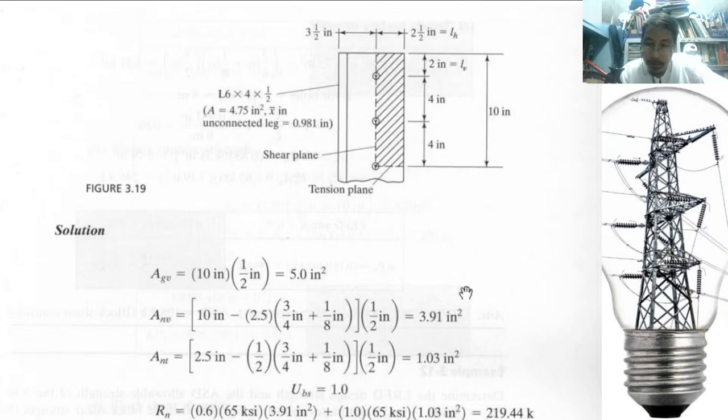Take note, we are using the block shear. This is the shearing failure plane. So block shear, so 3.91. How about the tensile area?